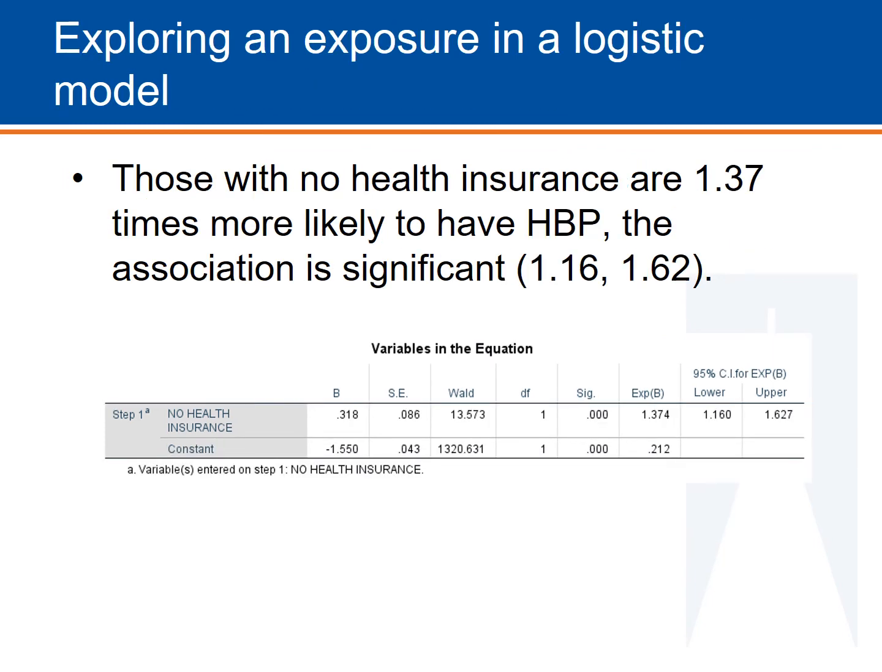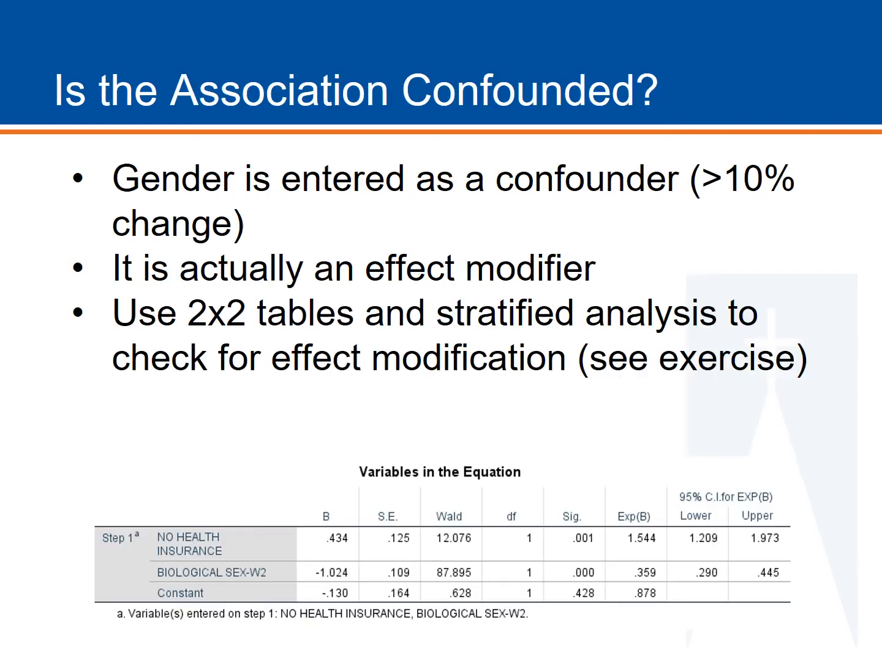If I were just looking for the exposure, no health insurance, the example from your assignment, I am interested in the crude association, which is shown here. And I'm interested in seeing whether or not it's confounded. Here I would say that biological sex is a confounder because the B changes from 0.32 to what it is here, 0.43, which is more than 10% change. However, before skipping right into the logistic model, I should have stratified it by 2x2 tables. And if I had done that, I would have seen the evidence of effect modification.